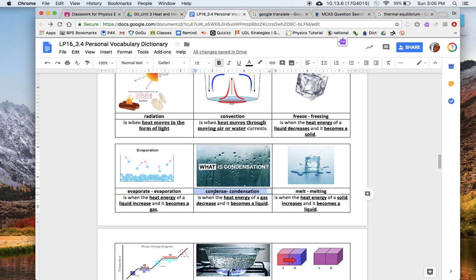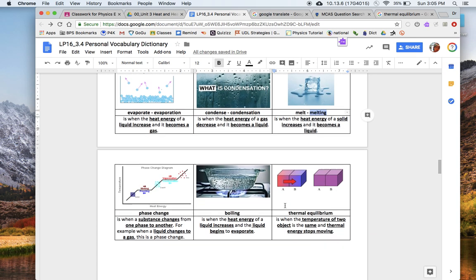Okay, next is condense. Condense is when the heat energy of a gas decreases and it becomes a liquid. So condensation or condense. I want you to say condense or condensation. Melt or melting. This is when heat energy of a solid increases and it becomes a liquid. Phase change. This is when a substance changes its phase from one form to another.